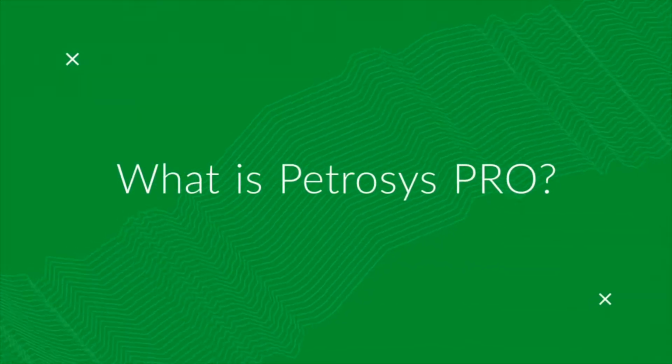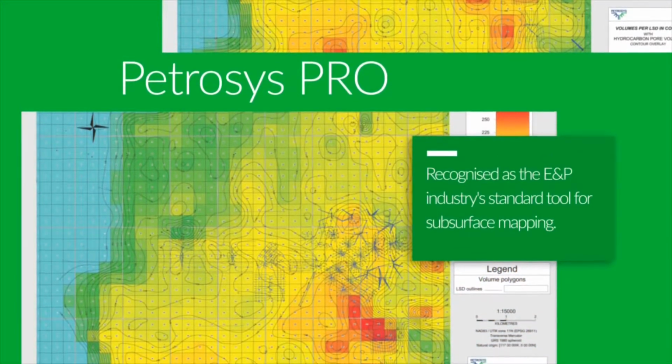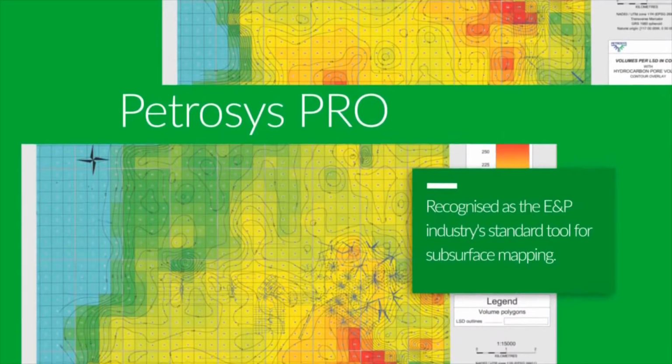Petrosys PRO is an advanced subsurface mapping application. It's a tool to create, edit and present subsurface data. Many interpretation systems will have some sort of mapping component built into them, but Petrosys PRO is focused exclusively in this space. It therefore offers more control, more options and better quality when working with subsurface data.